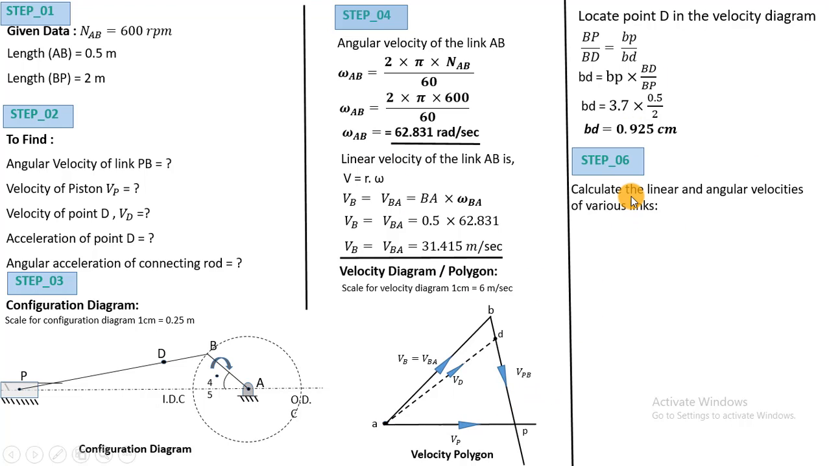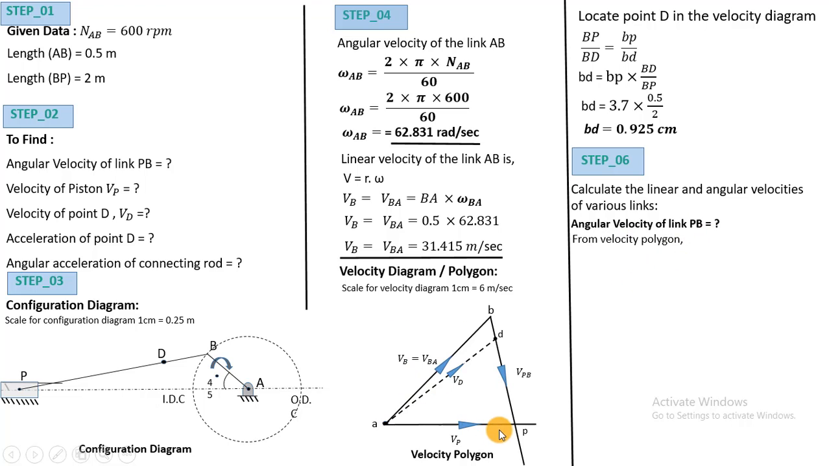Now, to get the velocity of piston Vp or the angular velocity of the link PB, what do we have to do? Where is the PB? Here it is, the vector PB, which represents the linear velocity. So measure this length and use the formula V is equal to R omega. So we'll get the omega from this, which is asked. So we'll start with the angular velocity of link PB.